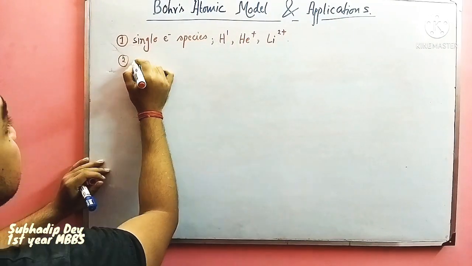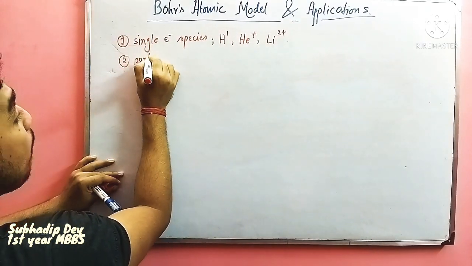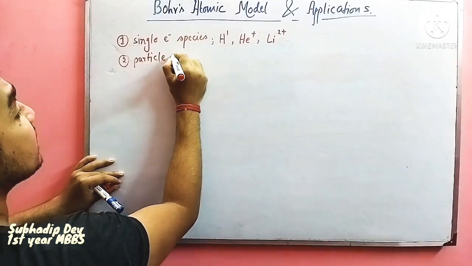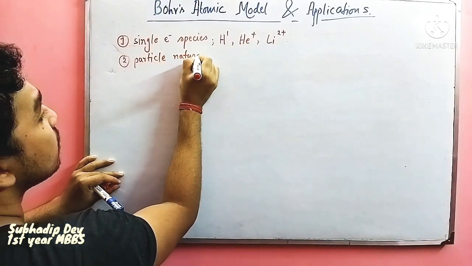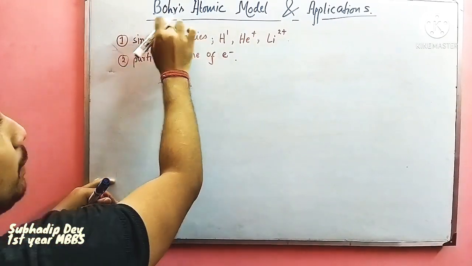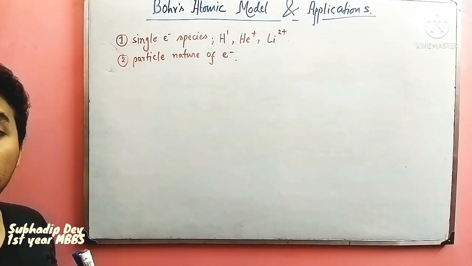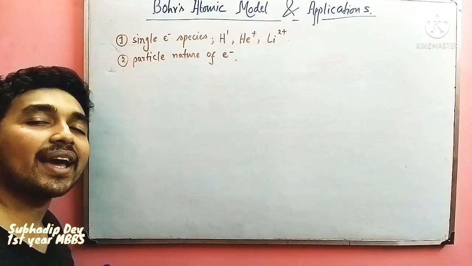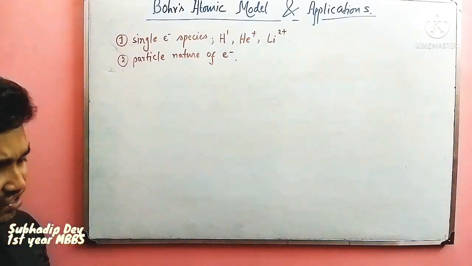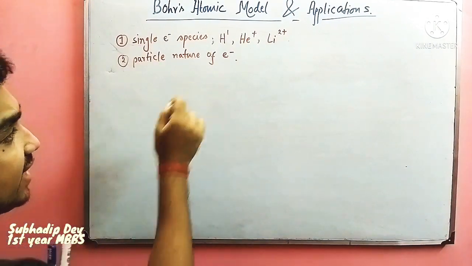Next, Bohr's model is dependent on the particle nature of electrons. So Bohr's atomic model does not give any idea of wave nature or electromagnetic nature. Rather, it just gives the idea of the particle nature of electrons.